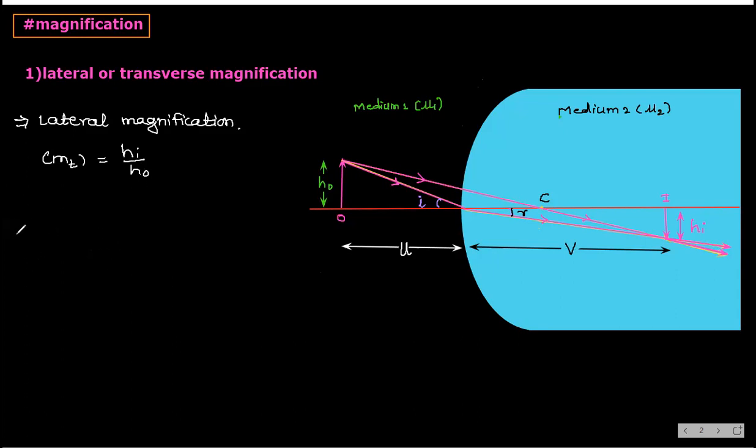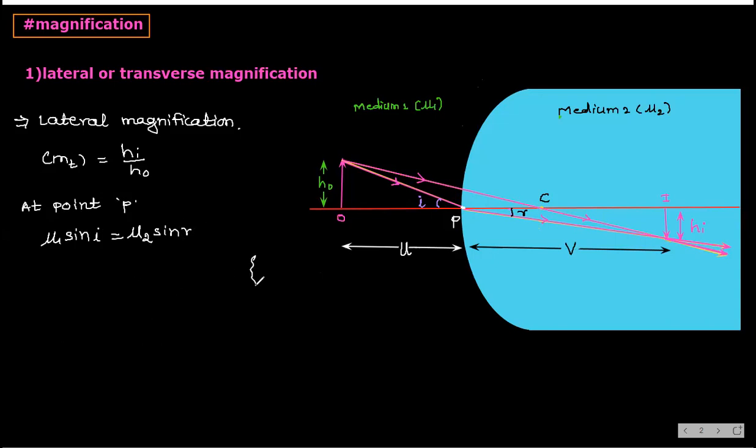Now from Snell's law, this point, shall I give it the name P? This point I am giving the name P. So at point P, you can see here, at point P I am going to use Snell's law. So here mu1 sin I is equal to mu2 sin R.